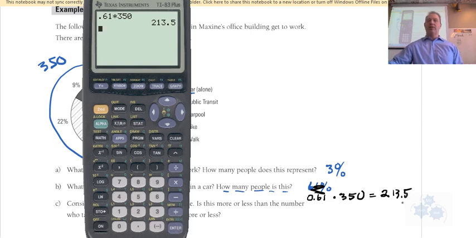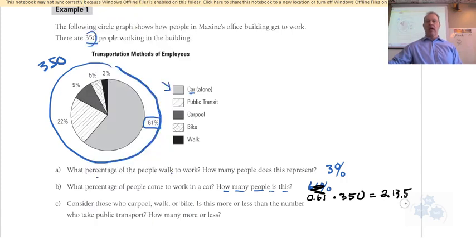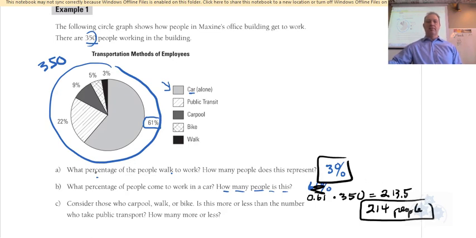Okay, 213.5. Obviously we can't have 0.5 of a person, right? So that's an approximate percent. It's not very exact, so we have to round. Are we going to round up or round down? Yeah, let's round up. If we have 5 or more, let's round up to the nearest person. So that's 214 people. That's the best guess that we can make for this question B. Okay, so what percentage? Oh, and I crossed out the 61%. That's part of the answer.